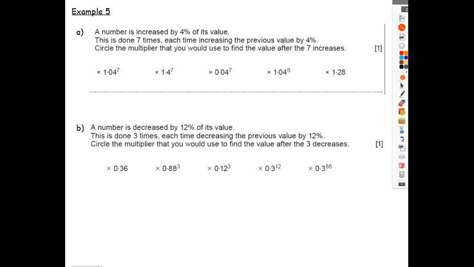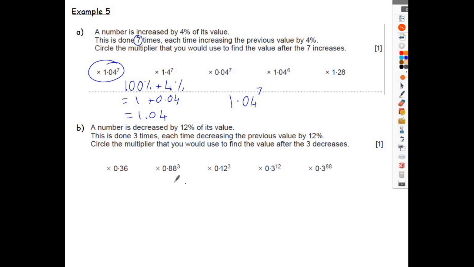And lastly, not quite compound interest, but a question that they could ask you is, saying that a number is increased by 4% of its value. This is done 7 times, each time increasing the previous value by 4%. Circle the multiplier that you would use. So for this, first of all, find your multiplier, which would be 100% add 4%, which would be 1 add 0.04, which is 1.04. And then because this is done 7 times, the power is going to be 7. So you'd circle that for this question.